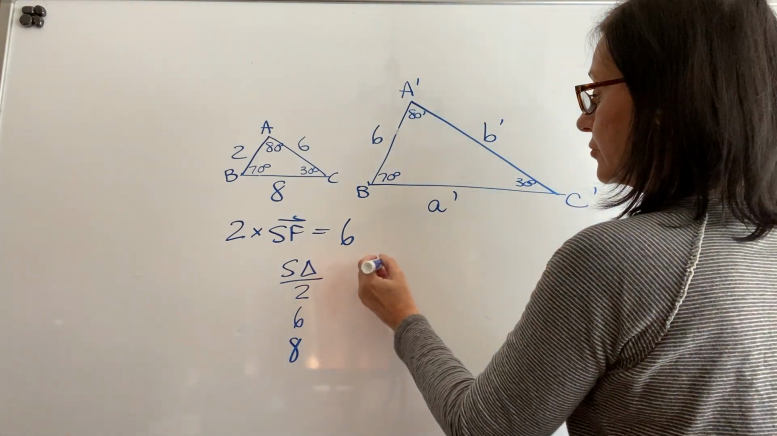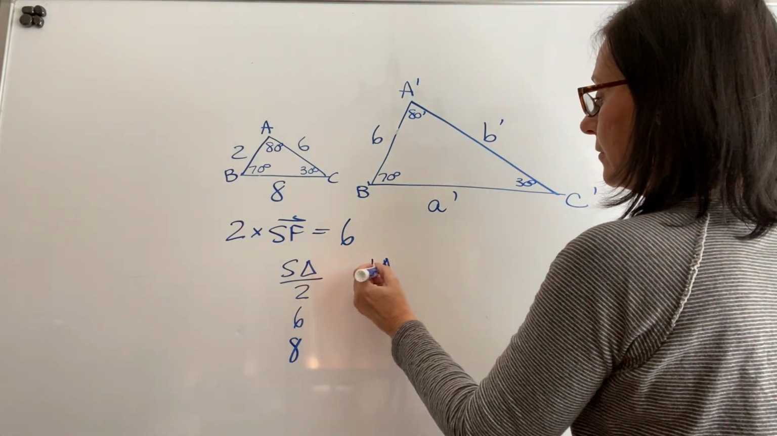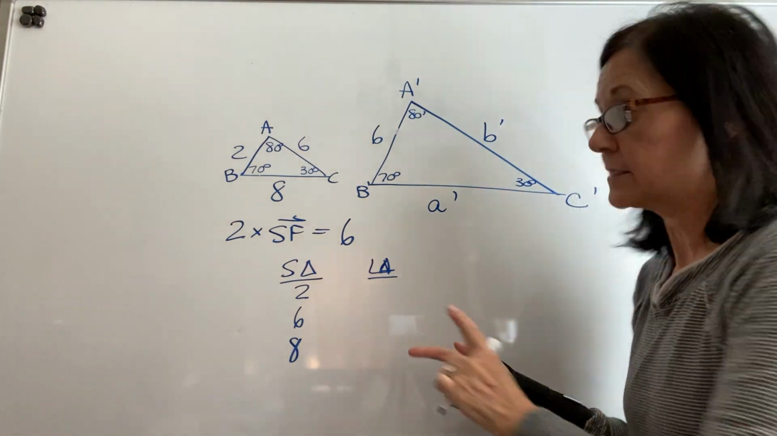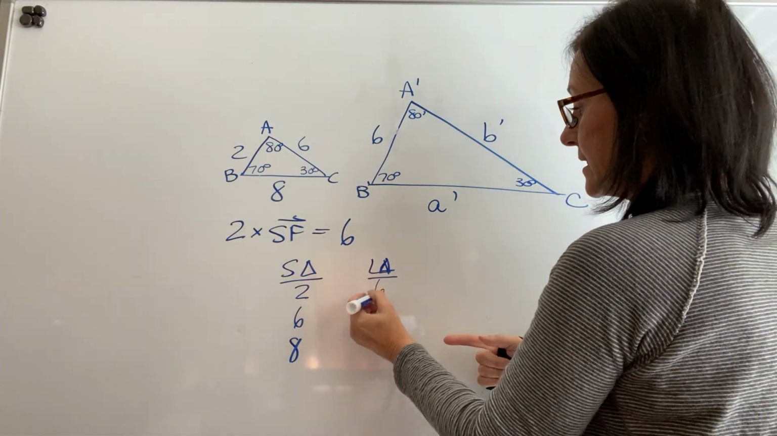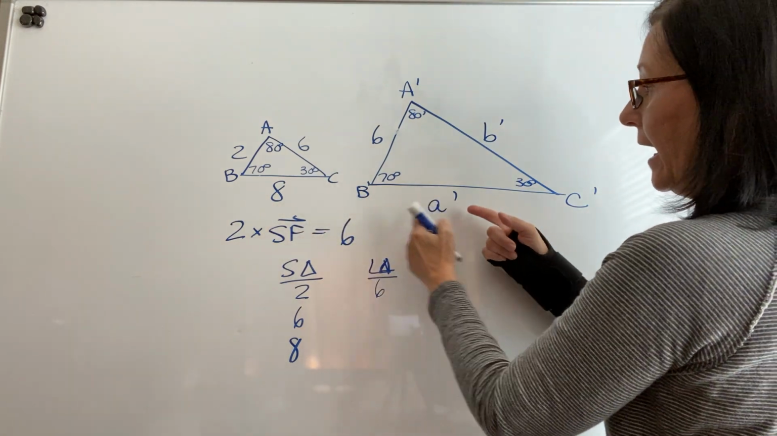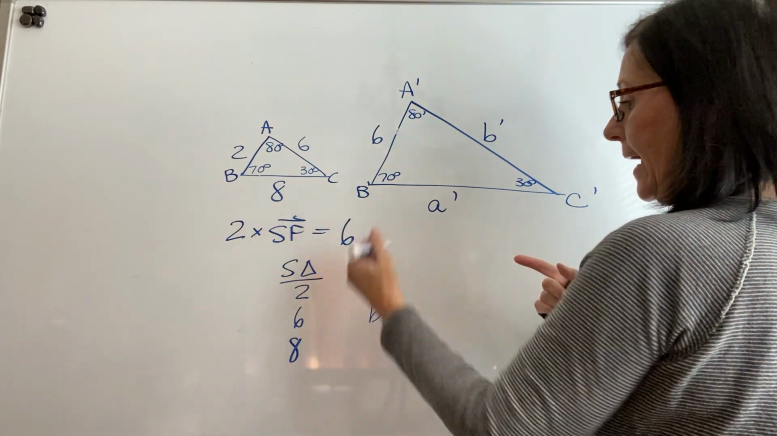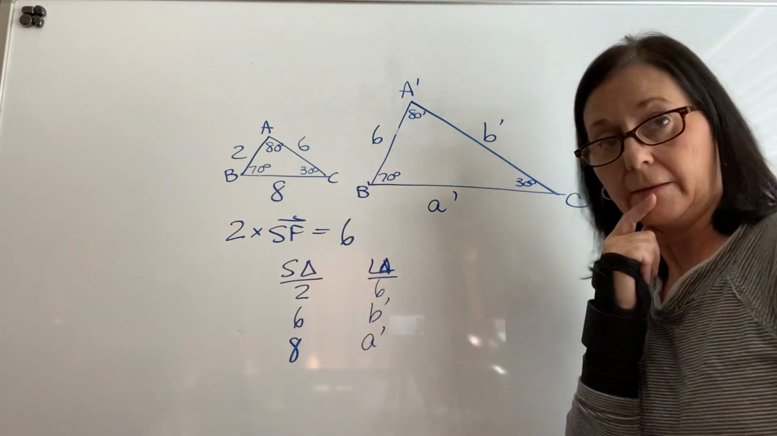In the larger triangle on the right, I write the corresponding sides. So 2 corresponds to 6. 6 corresponds to B prime. 8 corresponds to A prime.